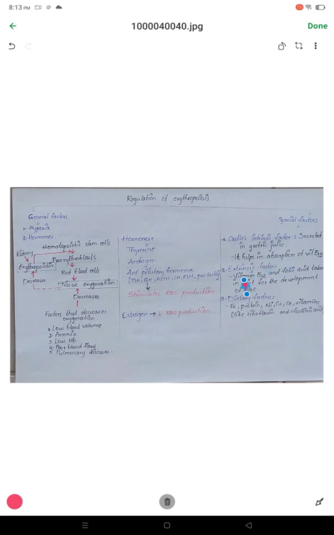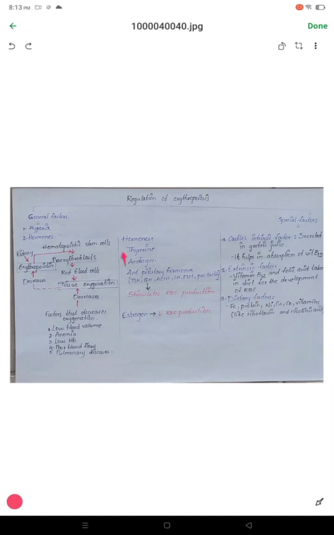Extrinsic factors, vitamin B12 and folic acid taken in the diet help in the development of RBC by condensing the DNA and maturing the DNA. Without it, both maturation and condensation of the DNA don't occur. So these two also play an important role in the regulation of erythropoiesis.